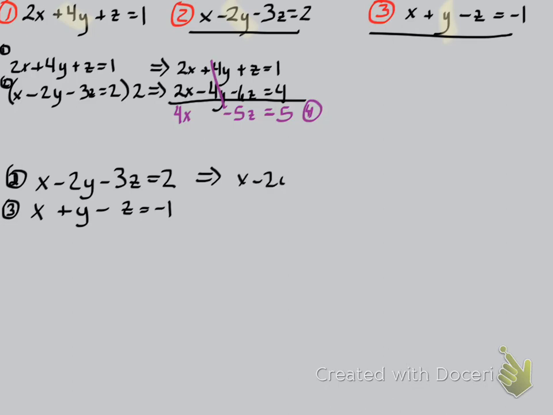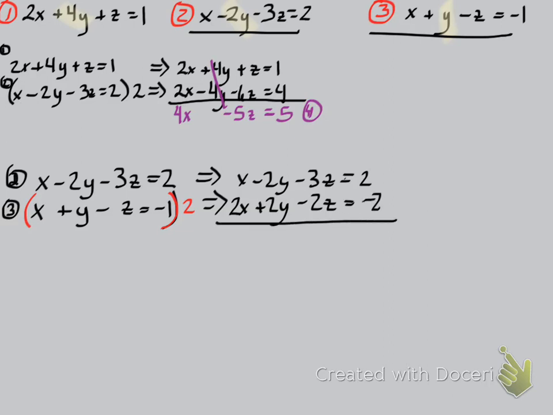So x plus 2y minus 3z equals 2. But on my other equation, I need to multiply it by something in order for me to cancel out. And since I'm trying to cancel out y's still, I'm going to multiply it by 2. And so that gives me 2x plus 2y minus 2z is equal to a negative 2. And I am going to add these to cancel out.